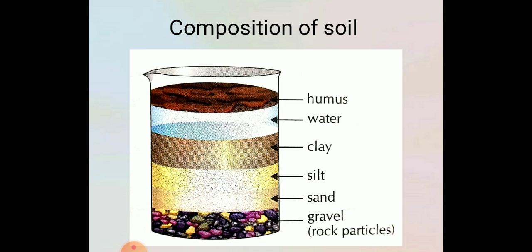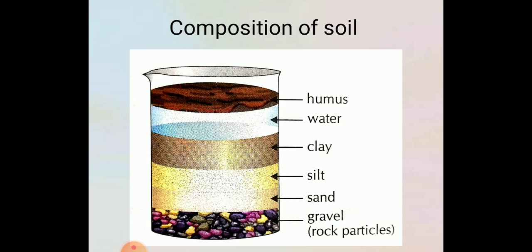At the bottom, you can see the layer of gravel. Above the gravel, there will be a layer of sand. Above the sand, there is a fine layer of silt, and above that there is clay. The water above the clay is not completely clear, and at the top you will find some dead rotting leaves, which make the layer of humus. So this is how soil is made.